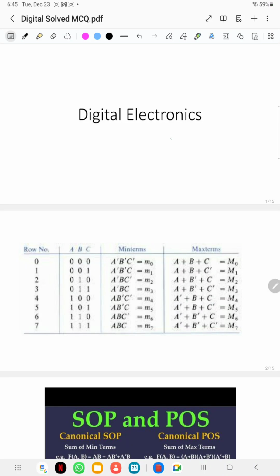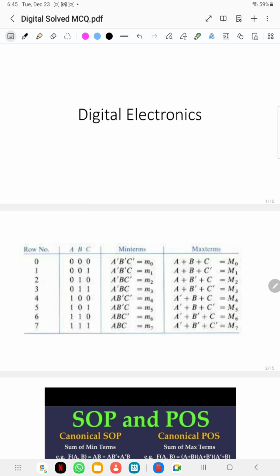So, dear students, we are going to see some of the important topics in digital electronics for solving GATE. Here I have shown the row of minterms and maxterms, how the minterms and maxterms are expressed in digital. The minterms are nothing but the sum of product terms, and the maxterms are expressed with the product of sum terms.